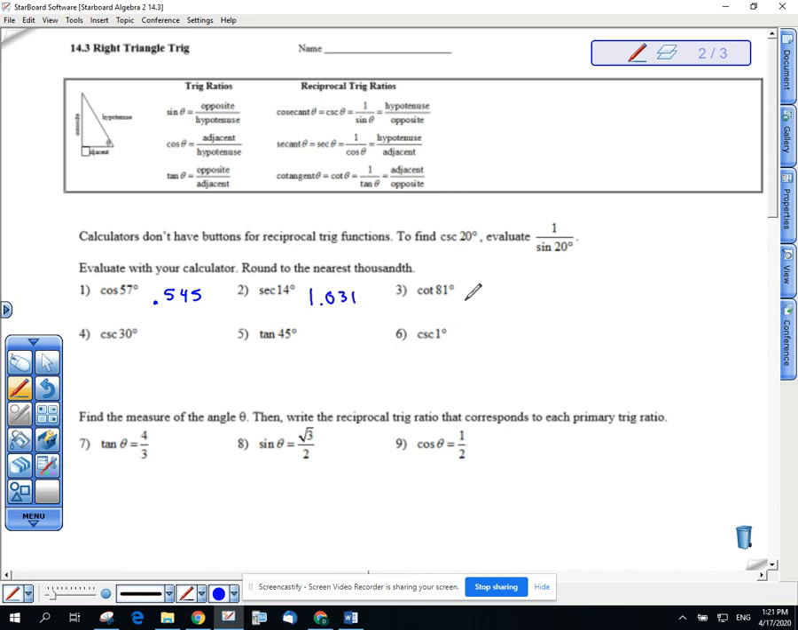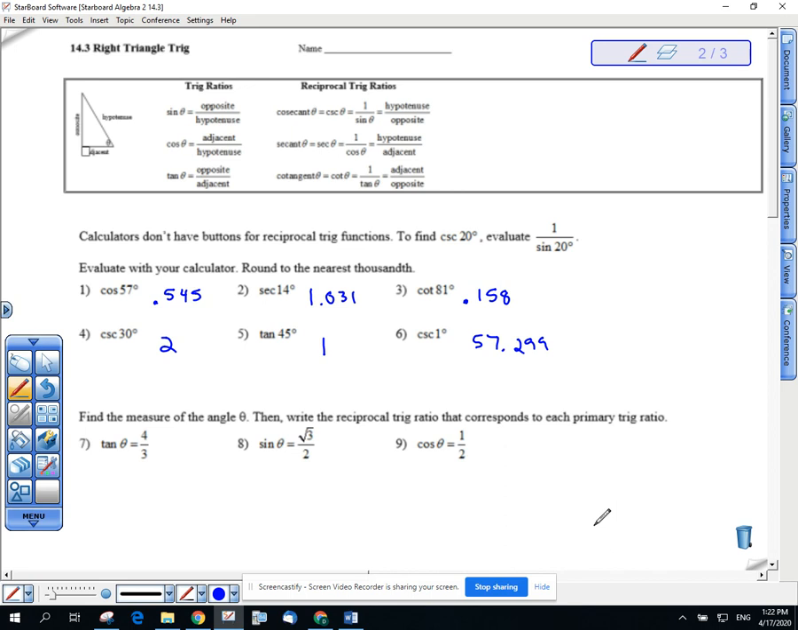I'm just going to go ahead and fill in the answers to the rest of these. And if you're practicing along, just to be sure that you get it right. For cotangent, you'd want to type in 1 over tangent 81. For cosecant, you'd want to type in 1 over sine of 30. Tangent of 45 is 1. Cosecant of 1 degree is 57.299.